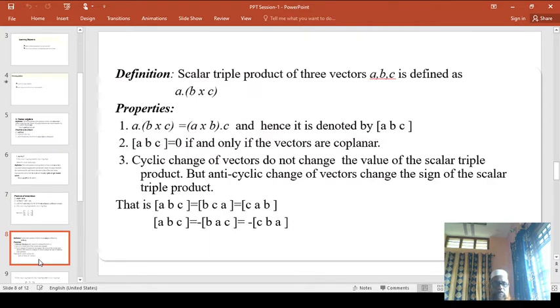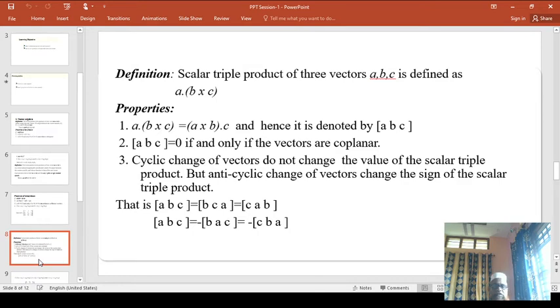Continuing with definitions, the scalar triple product of three vectors A, B, C is defined as A dot B cross C. Properties: A dot B cross C is equal to A cross B dot C, and hence it is denoted by the square bracket [A B C], which represents the scalar triple product of the three vectors. Second property: [A B C] equals 0 if and only if the vectors are coplanar.